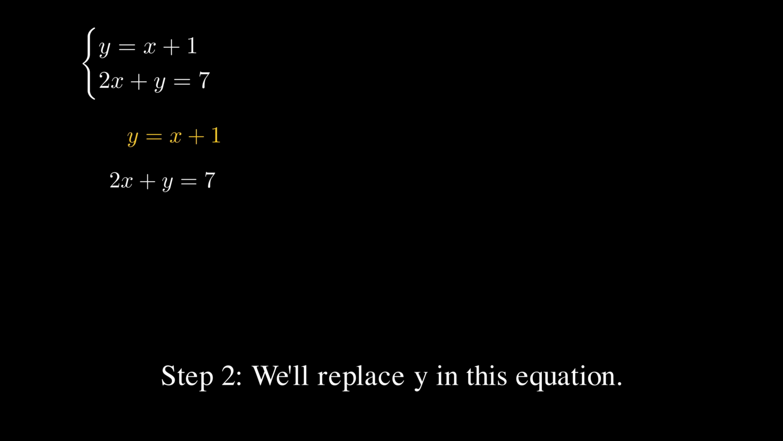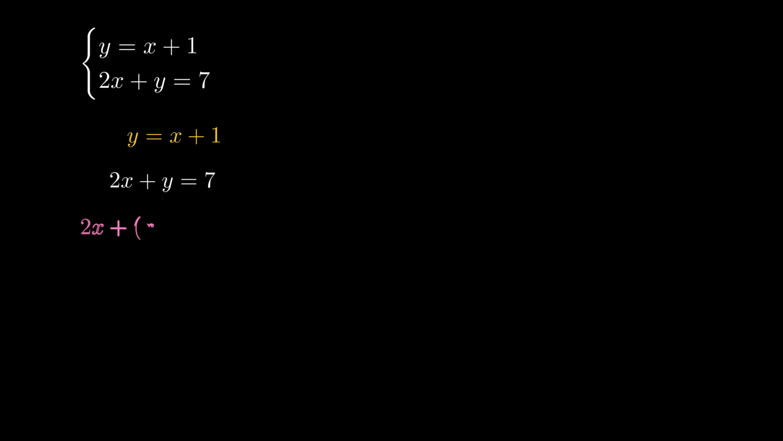Now we take x plus 1 and replace y in the other equation. Wherever you see y, you plug in x plus 1 instead. Now the equation has only x terms. Combine like terms to make it simpler. Solve the equation to find the value of x. Here we get x equals 2.